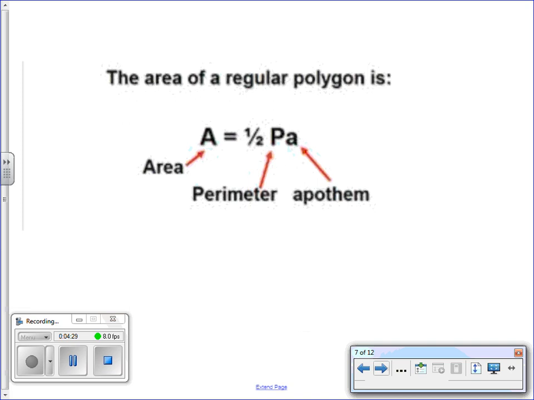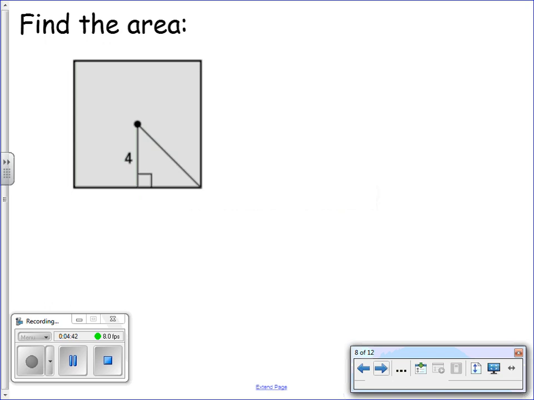The area of a regular polygon is, the area is equal to 1/2 times the perimeter times the apothem. So now we're going to use that equation to find the area of any regular figure. So once again, area is equal to 1/2 the perimeter times the apothem.